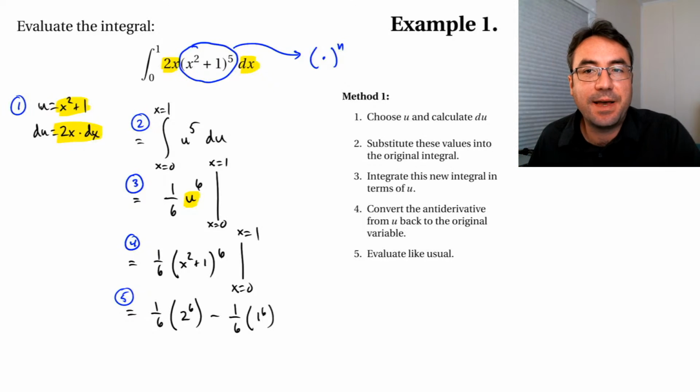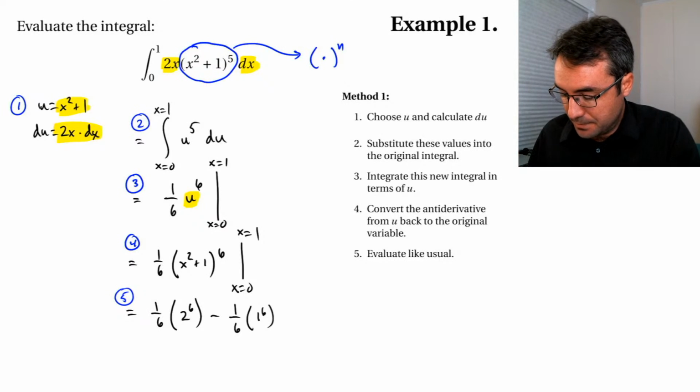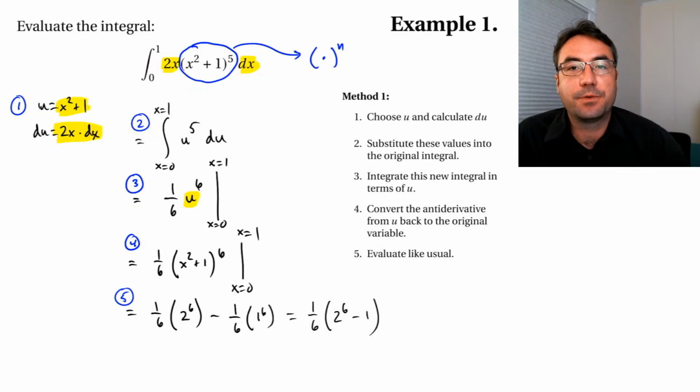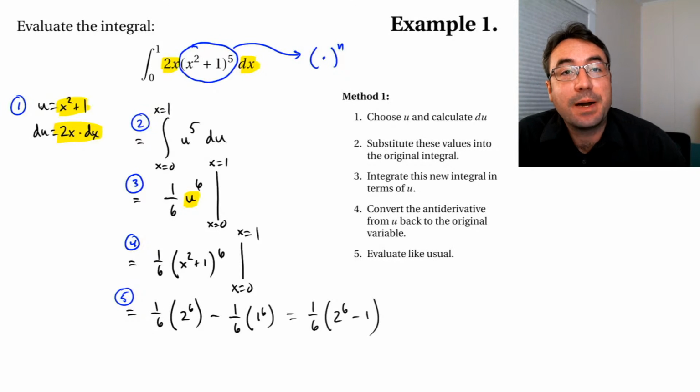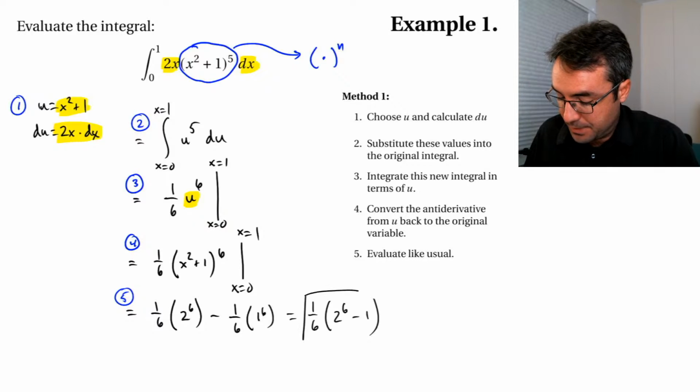Now we can simplify that. 1 to the power 6 is just 1. And then we could factor out a 1 over 6 if we wanted to. So the 1 over 6 goes in front, and then we have 2 to the power 6 minus 1, and we could even go further with that, but that would be fine.